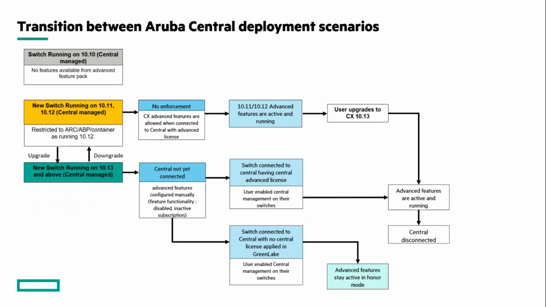Another case is when the advanced features are active and running, and due to some scenario, Central gets disconnected. In this case, all the advanced features will be operational but in honor mode. Another similar case is when the user disables Central on the switch via CLI. In this case also, after some time, all the advanced features will be operational, but your subscription will move to honor mode. So this is how a switch connected to Aruba Central behaves in different scenarios of subscription management.